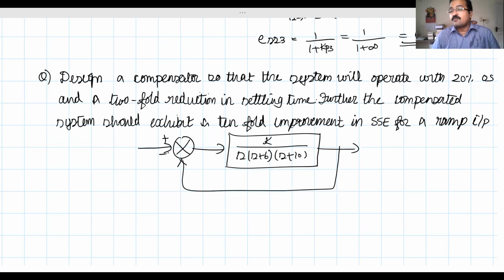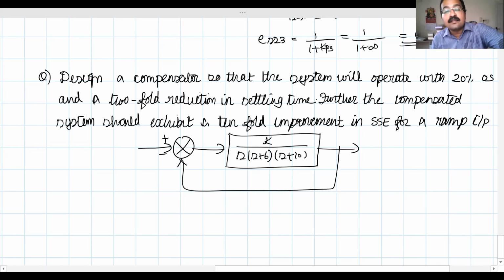Sometimes in the question it will be given specifically: design a lag lead compensator. If not, we should understand whether we have to go for a PID or a lag lead. Should exhibit a tenfold improvement in steady state error. So improvement can happen only in the case of a lag lead compensator. Otherwise they would have told you the steady state error should be driven to 0. So long as that is not mentioned, we have to go for a lag lead compensator.